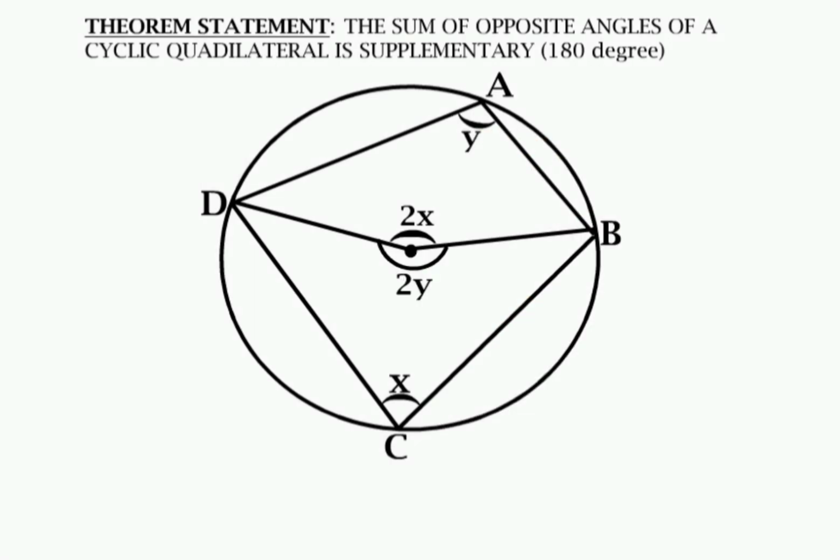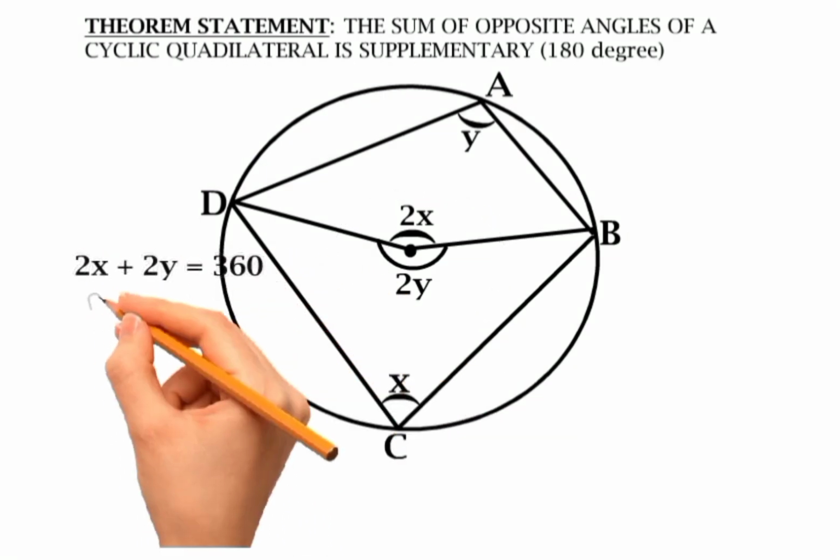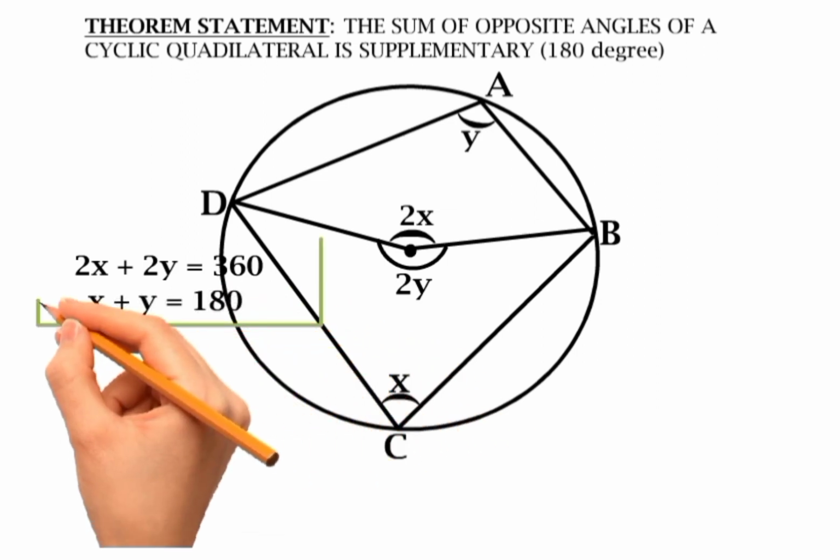Just after that, we need to consider the fact that the angle at the point is 360 degrees. Since 2x and 2y form a circle, we can easily write an expression for that. 2x plus 2y equals 360 degrees, which simplifies down to x plus y equals 180 degrees.